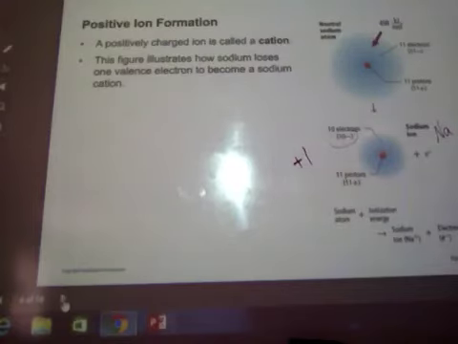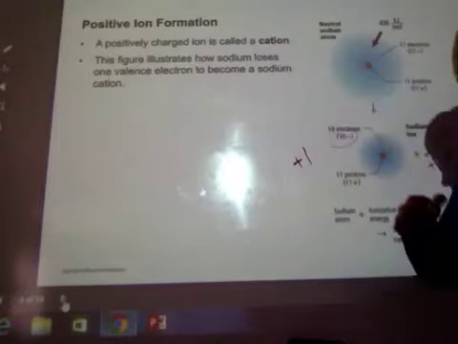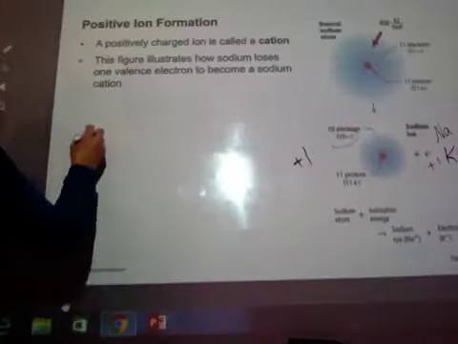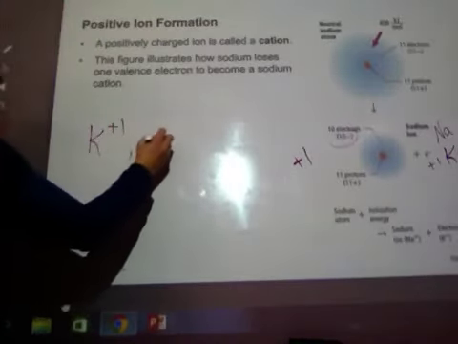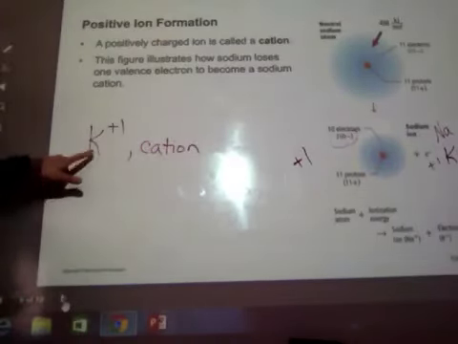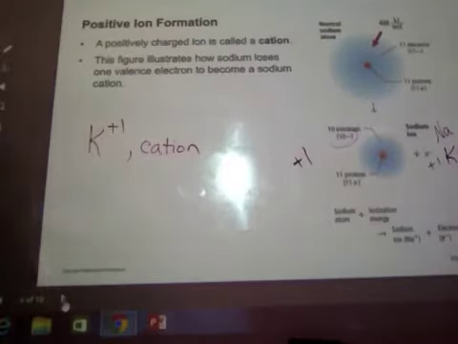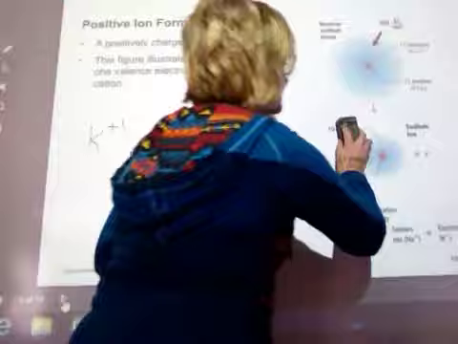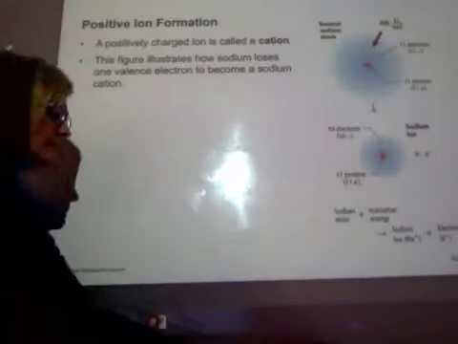If I go down to potassium, same group, it has one valence electron. It's going to lose that electron. It's also going to have a +1 charge. A +1 charge is a cation. So if I wanted to write that out, I would write K+1, and I would call it a cation. It's positively charged. That's the ion and the symbol for it. So that is one example of how ions, specifically cations, form.